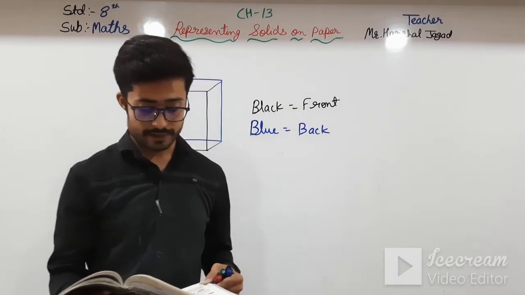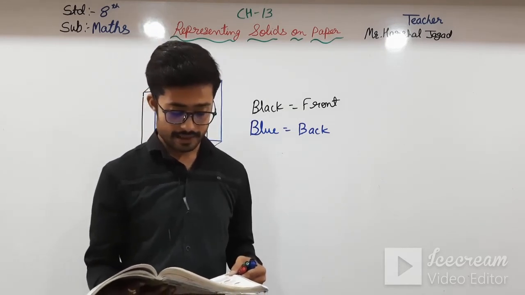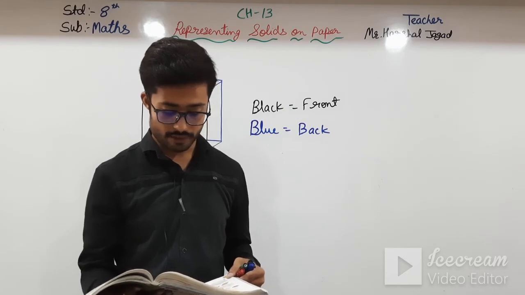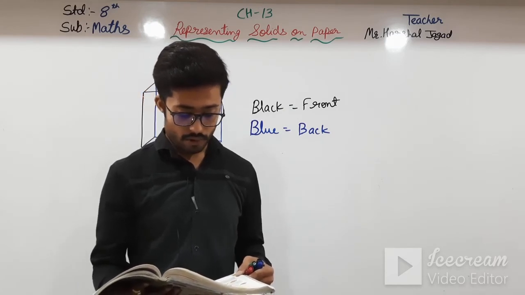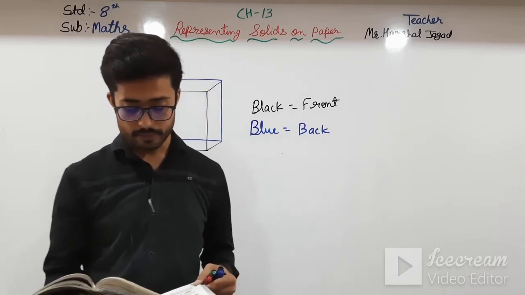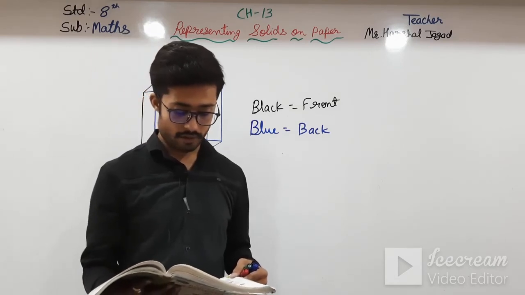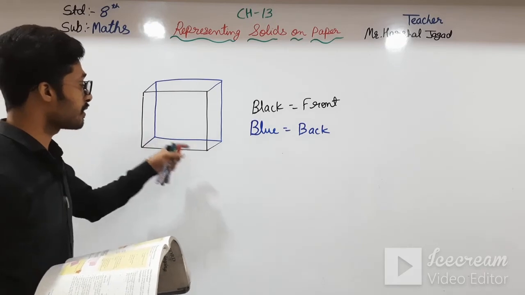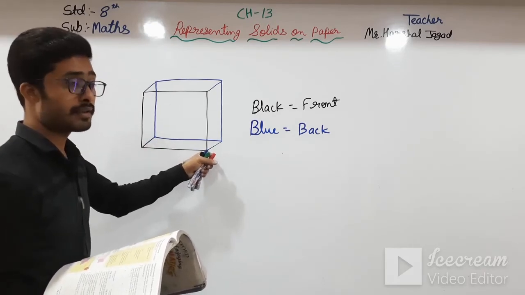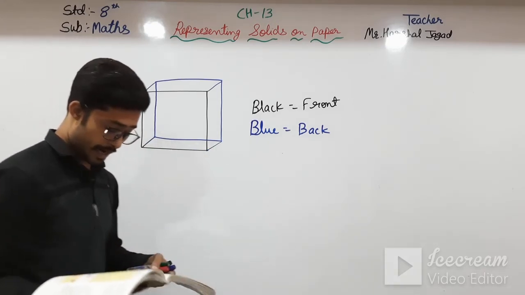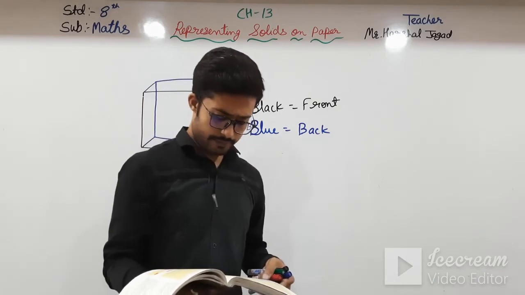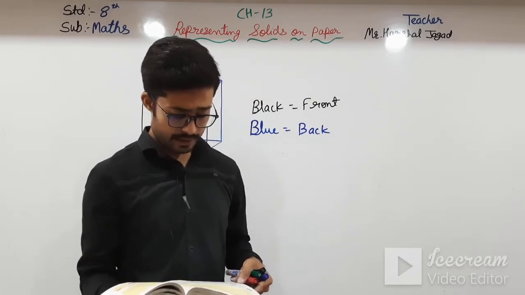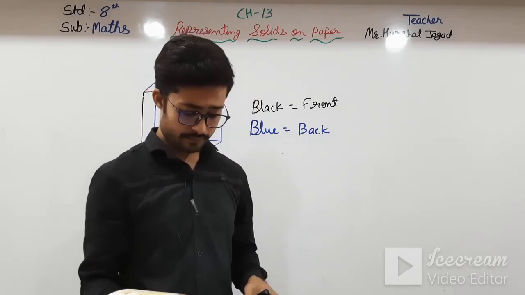When any two faces of the solid meet together, a line segment called an edge is formed. When three or more faces of the solid meet at a point, the point is called a vertex of the solid. See here, when two or more lines just come at a point, it is known as a vertex of that. And figure 13.7 illustrates the faces, edges, and vertices of the solid.